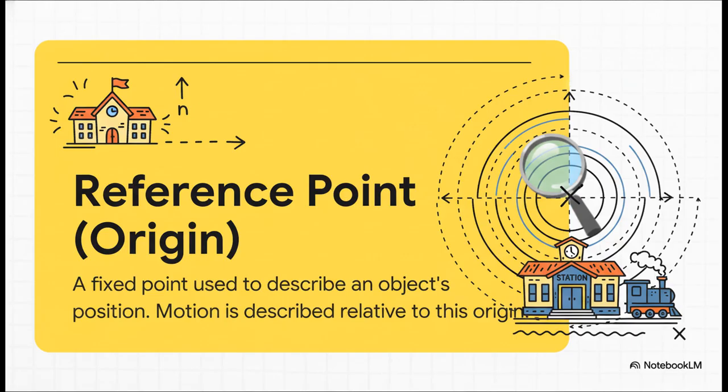Now, to describe any motion properly, we absolutely must have what we call a reference point, or an origin. For instance, if I say my school is 2 kilometers away, that information isn't very helpful, is it? But if I say the school is 2 kilometers north of the railway station, suddenly it makes sense. Here, the railway station is our fixed reference point.